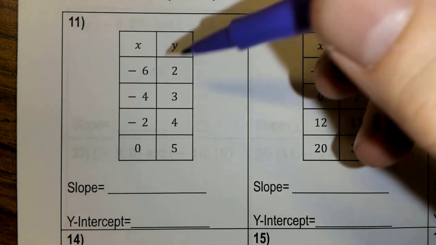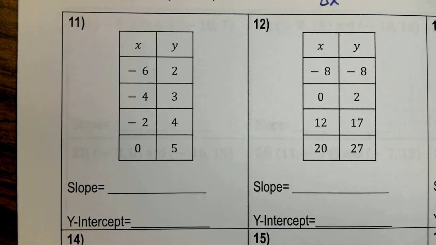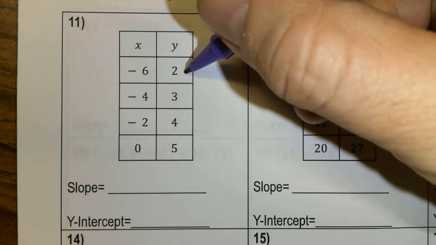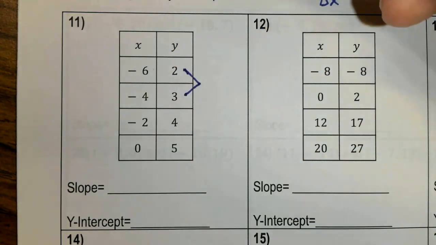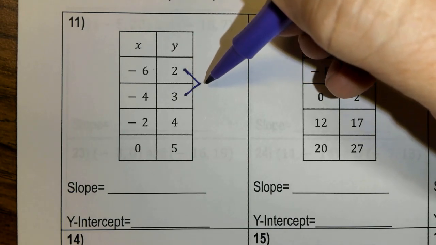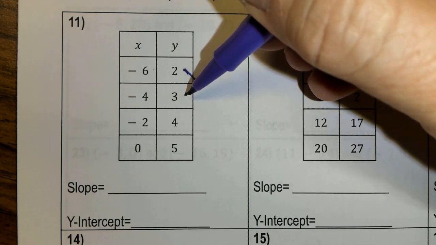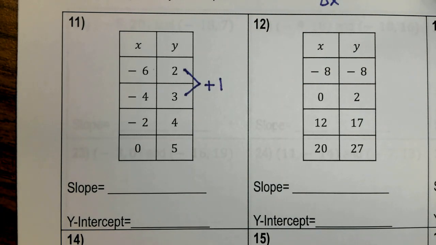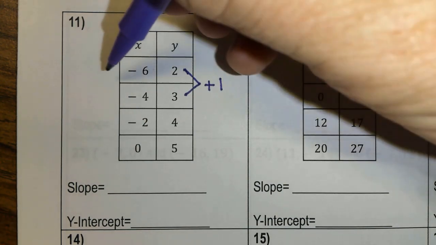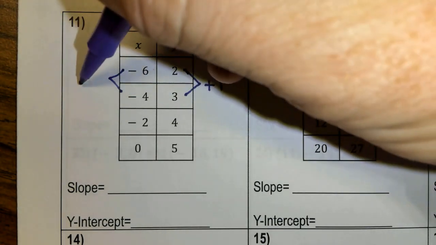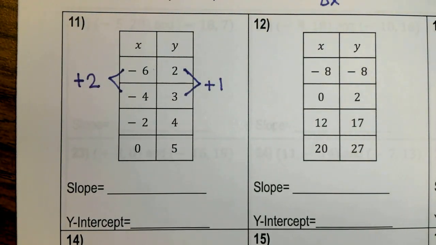On number 11, I pick any 2 rows that I want to, okay? It does not matter which 2 rows you pick. So let's say I'm just going to do the first 2 rows. Okay, so I'm going to go from here to here. How far is it from 2? Like, what do I do? Do I add or subtract, and how much to get to 3? Well, from 2 to 3 is plus 1. Okay? I do the same thing on the x. From negative 6 to negative 4, I would have to do plus 2 or add 2.